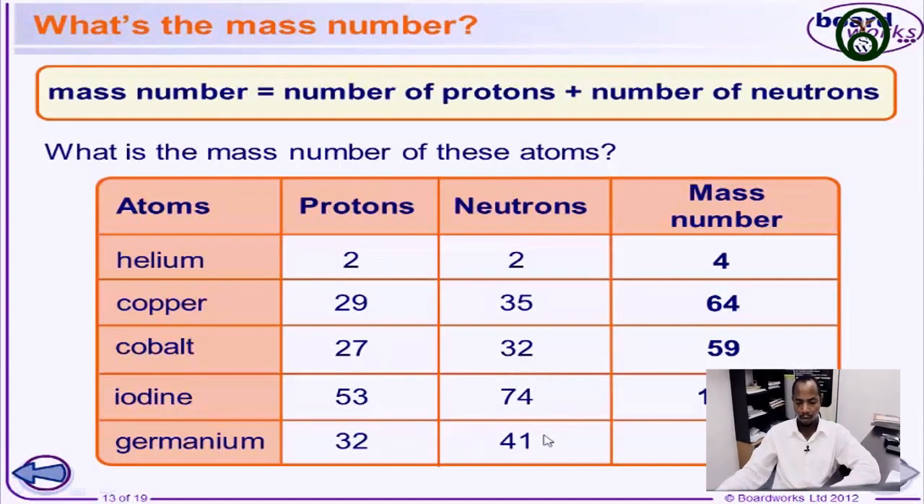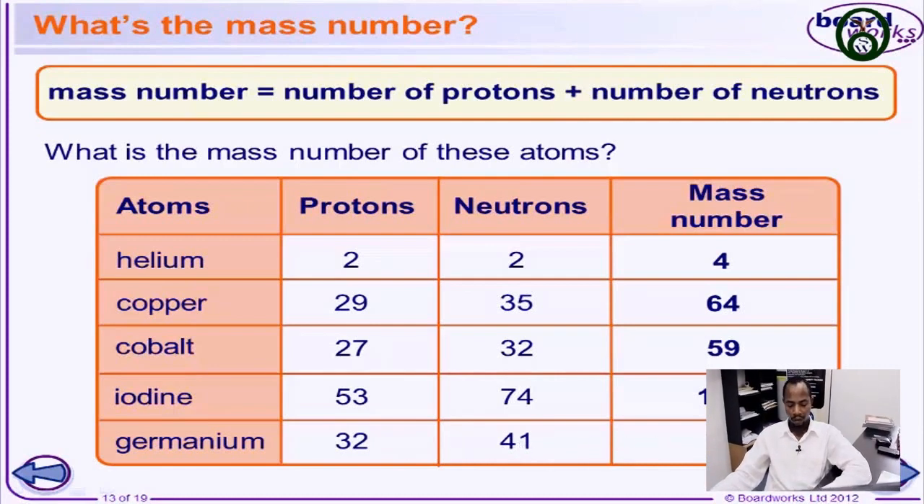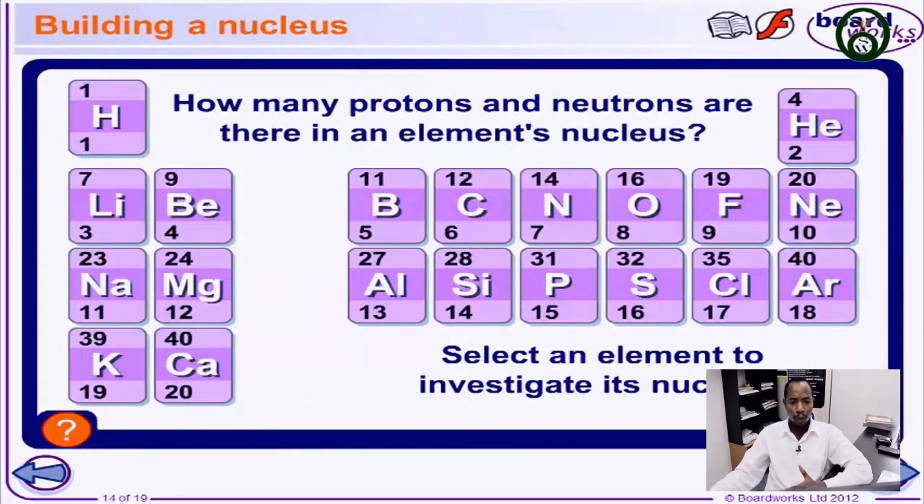The mass number will be 73, because 32 plus 41 is equal to 73. Now let's take a look at building a nucleus. How do we build a nucleus?